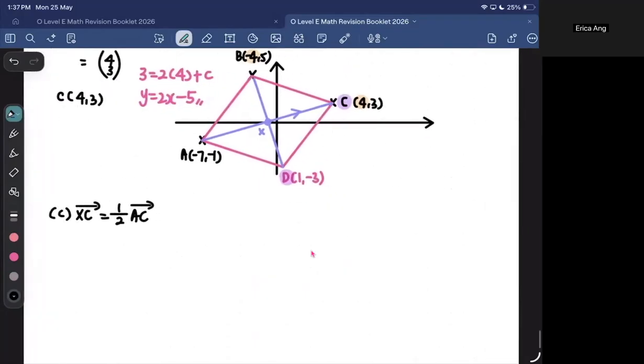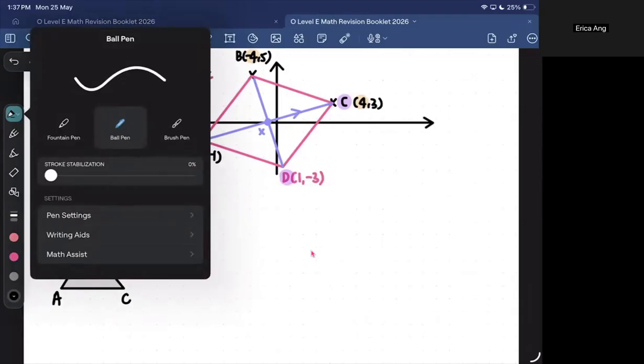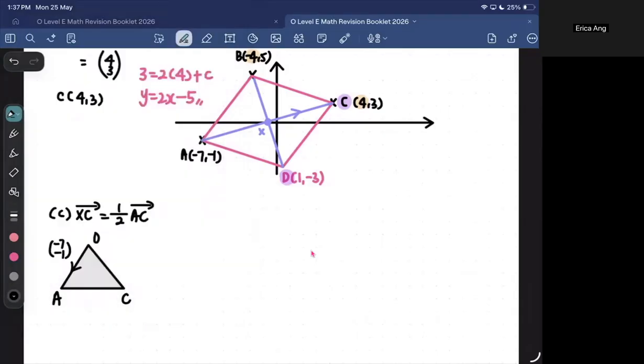Let's understand this logic. I have coordinates A and coordinates C, which means I have OA and OC. So OA is minus 7, minus 1. Then OC is 4 and 3. Now what am I doing? I'm turning my coordinate geometry back into vectors again. So coordinates become column vectors. If I want to find AC, AC is AO, that's why I swap, and then OC. So that's 11 and 4.